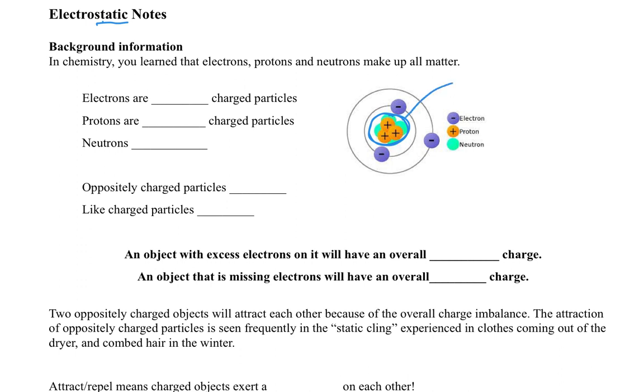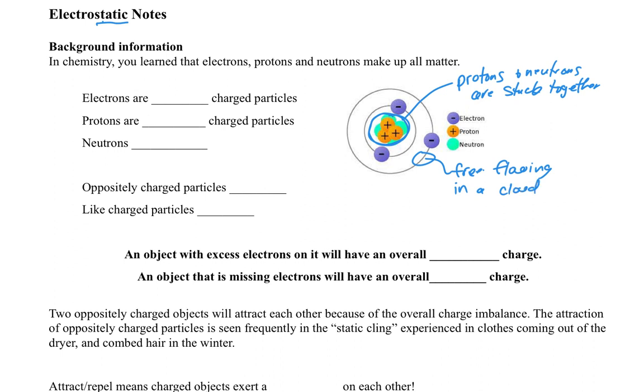What we should remember is that the nucleus is made up of the protons and the neutrons, and they're stuck together. The electrons, on the other hand, are a little more free-flowing because they're in a cloud around the nucleus. Now, when I say sometimes they're free-flowing, I do mean sometimes. It depends on the type of atom.